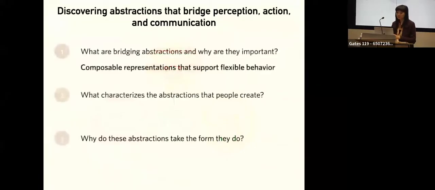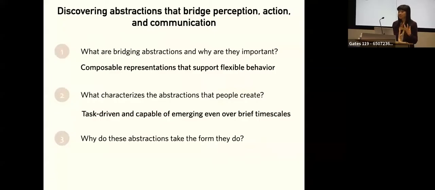giving rise to a set of what I've been calling bridging abstractions that serve to link perception to action. And returning to the questions that I posed at the outset, first, bridging abstractions are composable representations that are important because they support flexible multimodal behavior. Second, they're useful not because they're static, but because they can be modulated systematically and on the fly according to what an agent's trying to accomplish. And they can emerge even over quite brief timescales in humans.